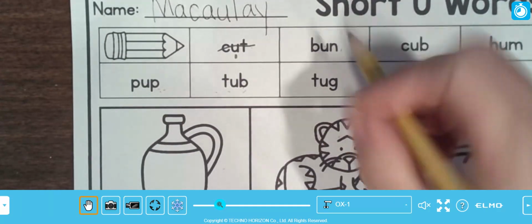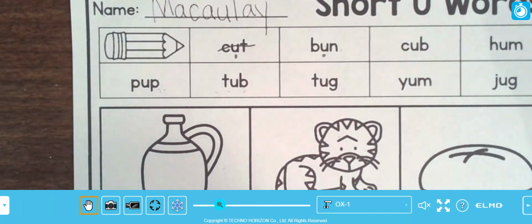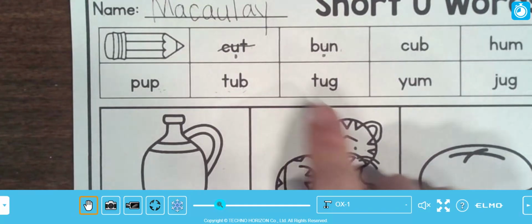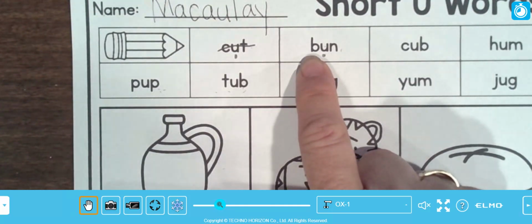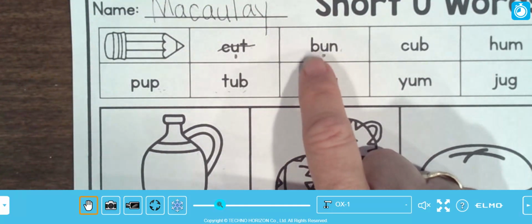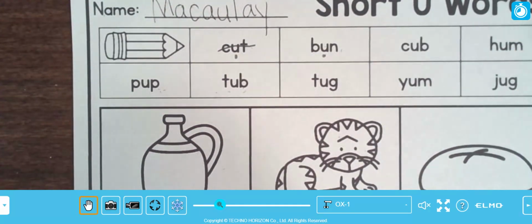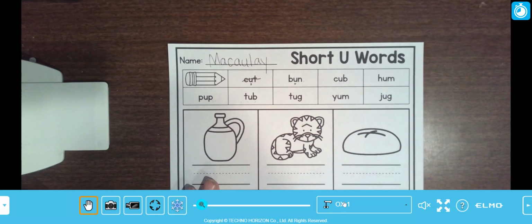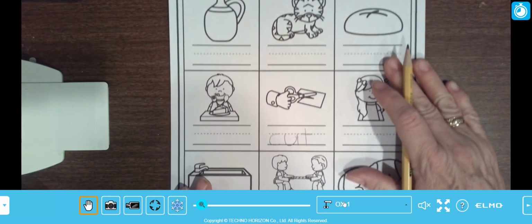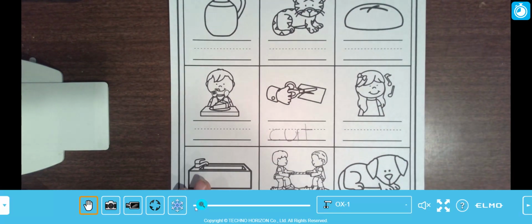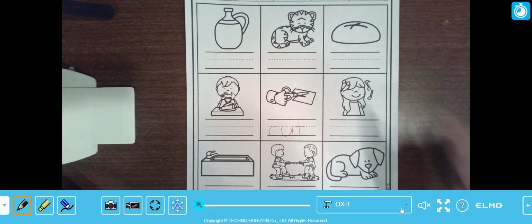So let's go to this one. It has a short U in the middle. What sound does that short U make? Yeah, it makes the /u/ sound, right? So let's read this word, you and me together. Ready? Begin. B. What's the word? Bun, right? A bun is a bread, like a roundish bread. So, do you see a picture of a bun here? Right? This is a bun.